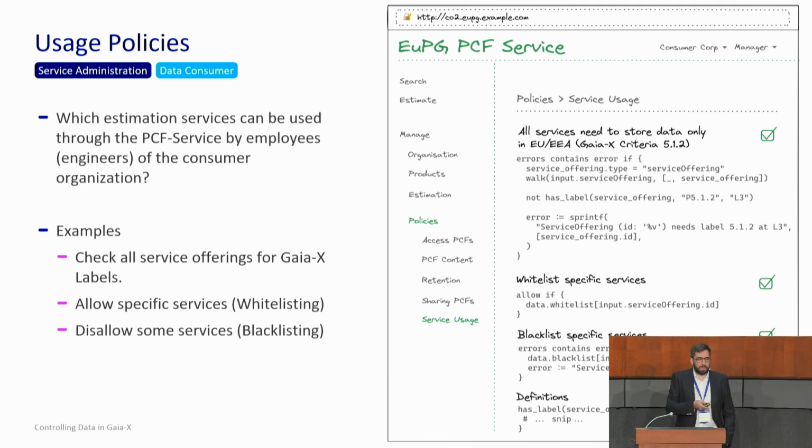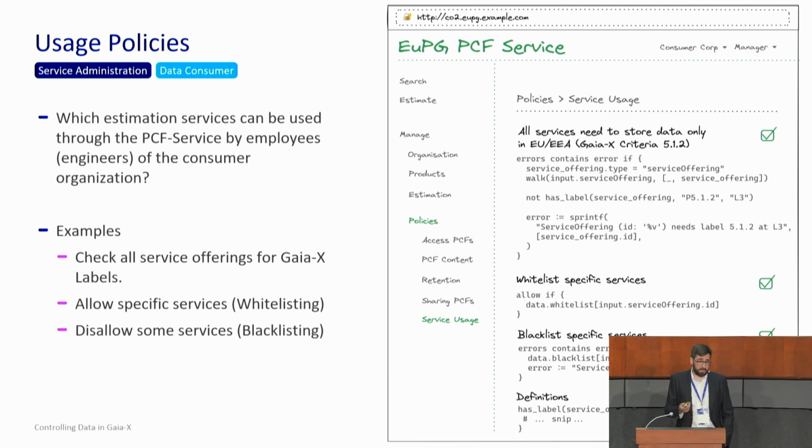And what I do here is we go through the complete graph of service offerings, the service offerings and the things between. We select all the service offerings, and then we check if they have the label we want to have with the level we want to have. And if not, we provide an error. And then we have the same thing like before. If there's an error, we just don't allow to use it.